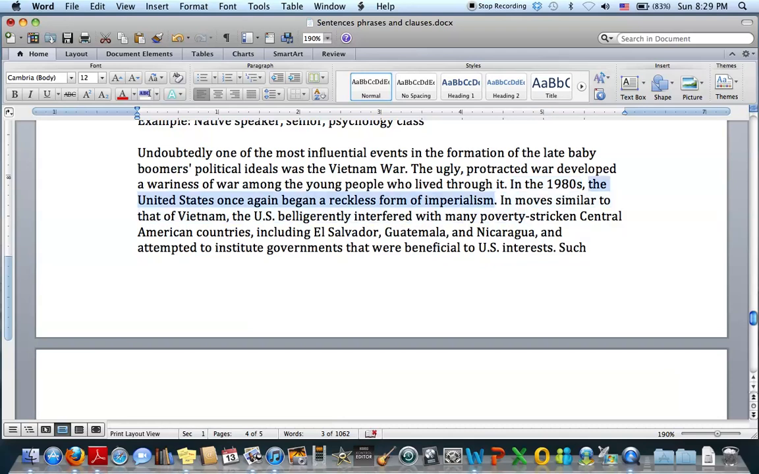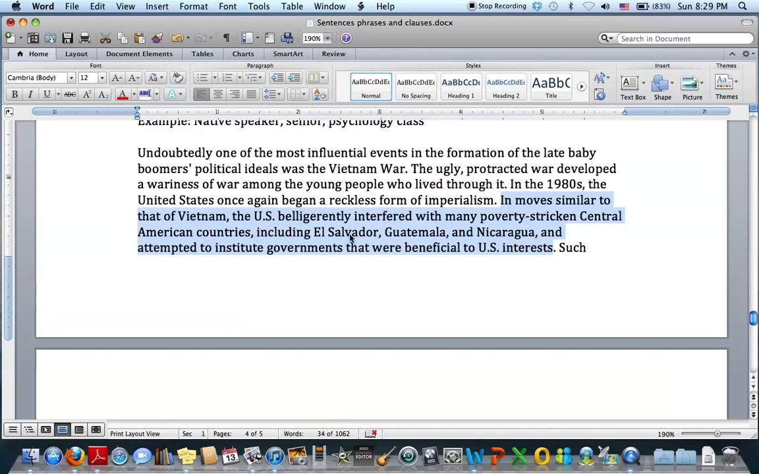The United States once again began a reckless form of imperialism. We have another simple sentence right here with several phrases inside it. Let's take a look at this next one here. In moves similar to that of Vietnam, okay, there you go, adverb phrase. The U.S. belligerently interfered with many poverty-stricken Central American countries. That right there is just one simple sentence.